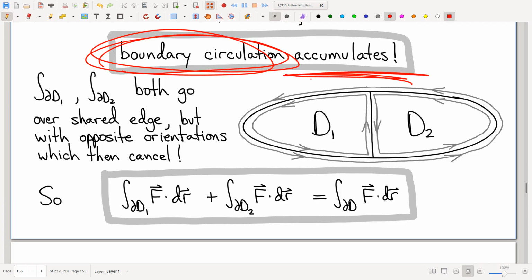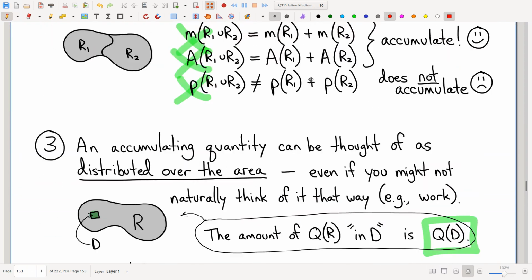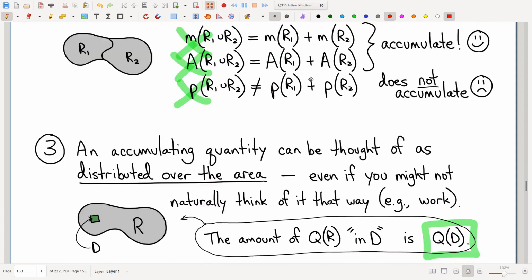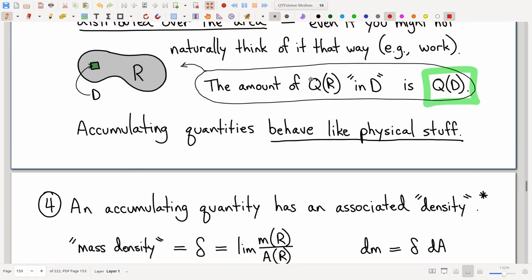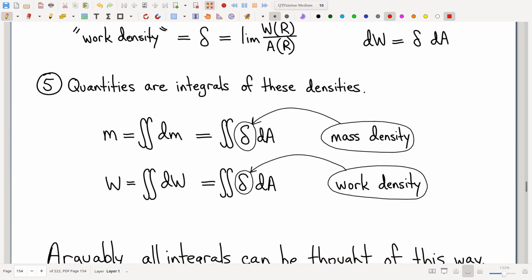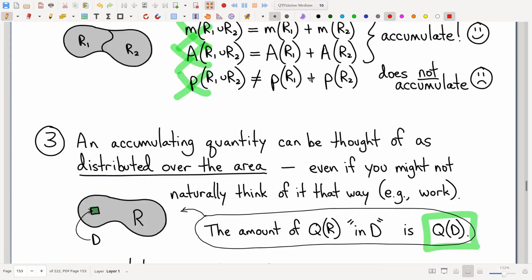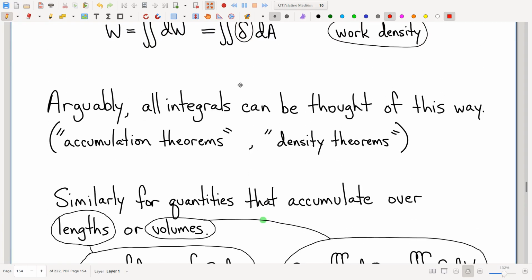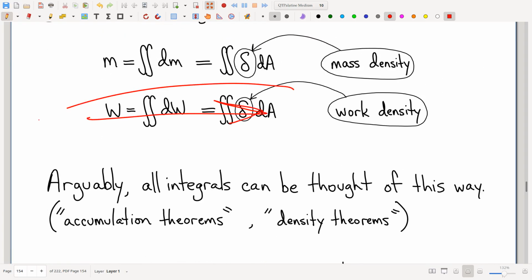Now I want to remind y'all, what's the point? Going back to all of this discussion that we had back here, why do we care about accumulating quantities? We care about accumulating quantities because I can think of them as stuff for which there is an associated density, an integral of which gives me a corresponding integral theorem. I can just snap my fingers and say, okay, well, therefore I have a corresponding theorem. Accumulating quantity means theorem. Quantity is integral of density. And that's what we're going to do here.